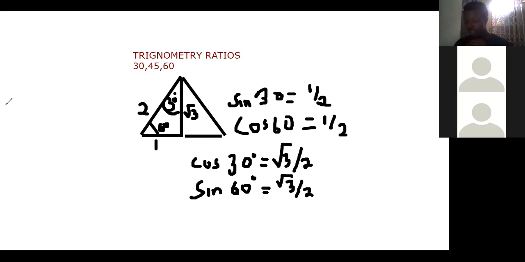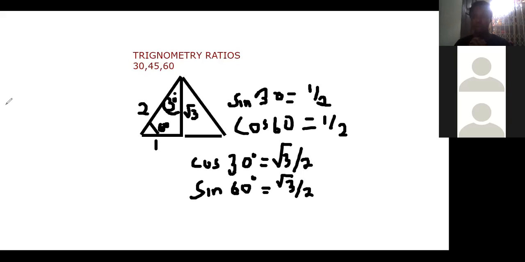Tan 60, what will be tan 60? It will be root 3 all over 1, so it will be root 3.